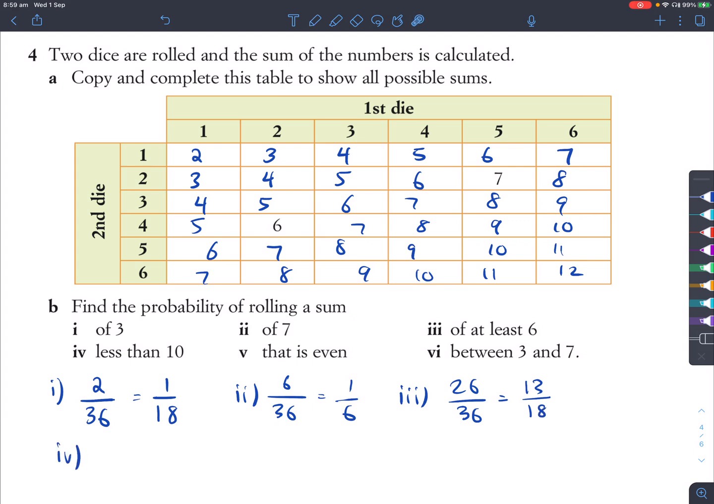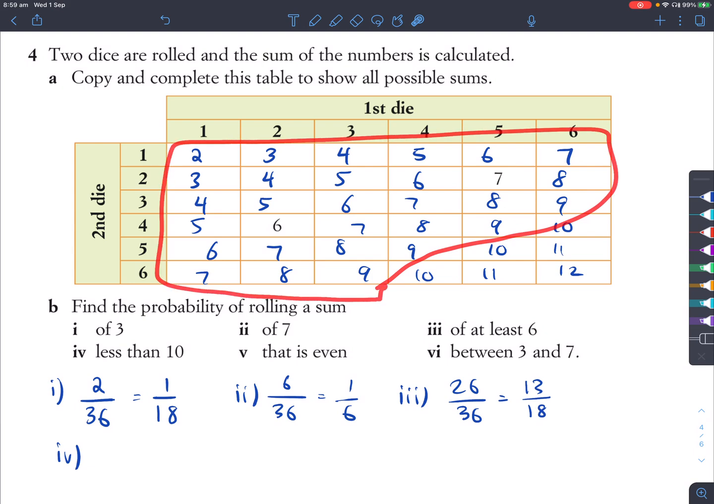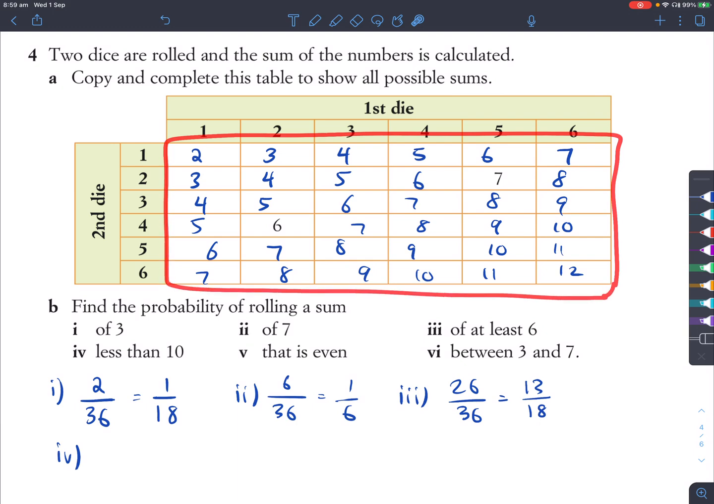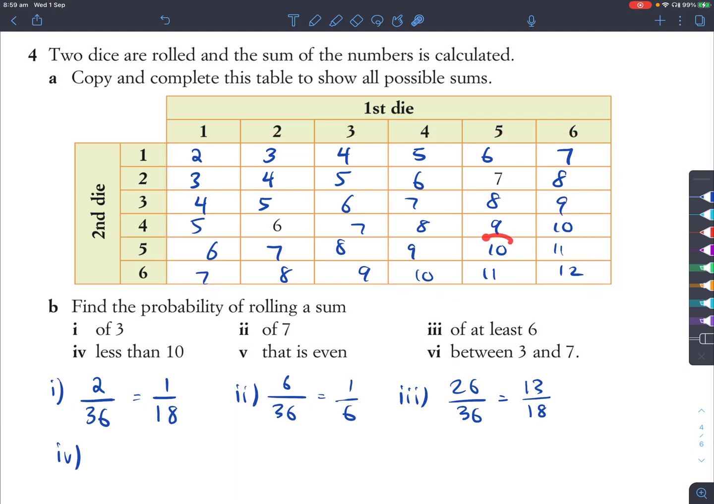Let's count how many are less than 10. So numbers less than 10 would be all of these ones here. Okay, so anything from 2 to 9. I think the easy way to do this is not to actually count these numbers individually. I would get the total number of numbers here, or outcomes, which is 36, subtracted by the ones which are 10 and above. So we've got 1, 2, 3, 4, 5, 6 numbers that are 10 or above, okay?